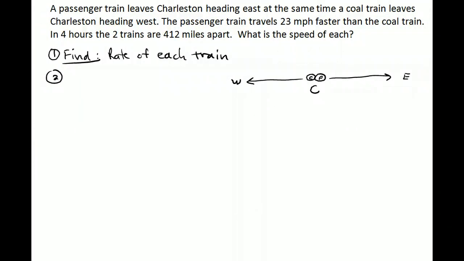Okay, here's our last problem. A passenger train leaves Charleston heading east at the same time a coal train leaves Charleston heading west. The passenger train travels 23 miles per hour faster than the coal train, and in 4 hours the two trains are 412 miles apart. What is the speed of each train? Alright, I've already started with the picture. I've got my coal train headed west, my passenger train headed east. And at some point in time, after 2 hours, the distance between those two trains is going to be 412 miles. Alright, let's draw our little chart here.